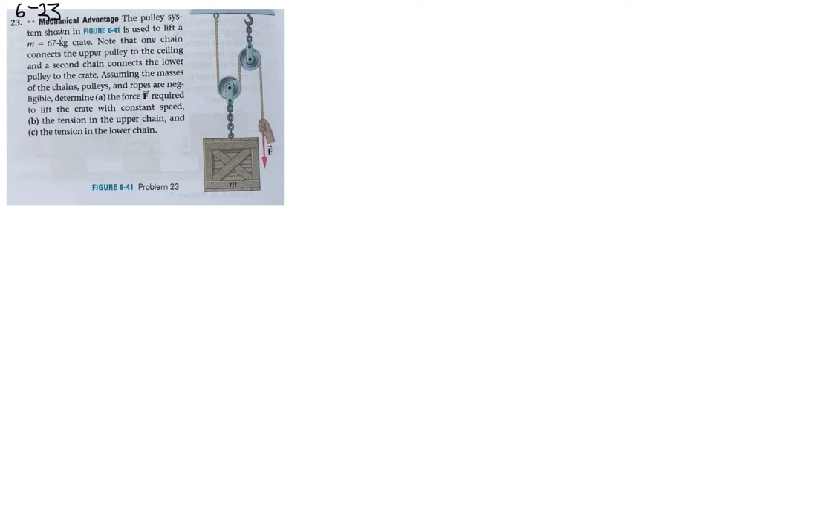The pulley system in the figure is used to lift a 67 kilogram crate with this kind of setup of chains and pulleys. Assuming the mass of the chains, pulleys, and ropes are negligible, determine the force required to lift the crate at, here's the key, constant speed. Whenever you see that, you know this is a dynamical equilibrium problem. So the sum of the forces in the vertical direction is going to be zero.